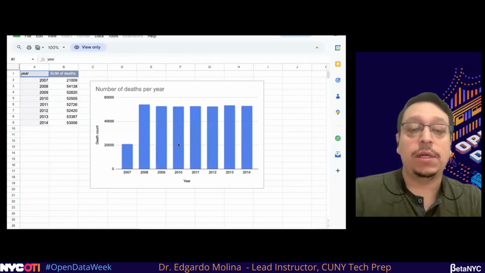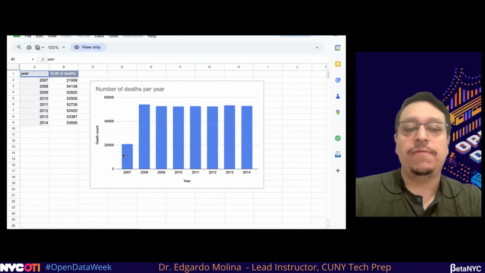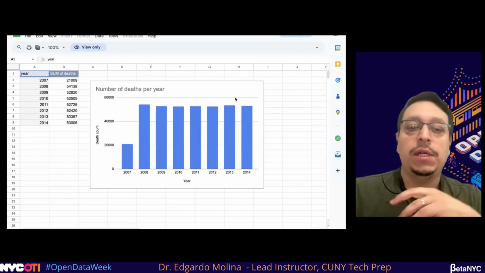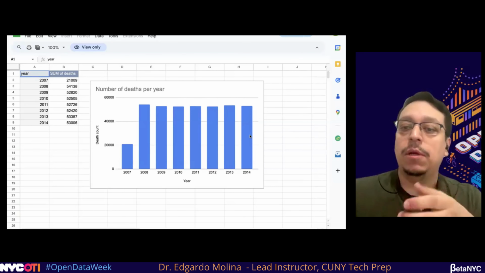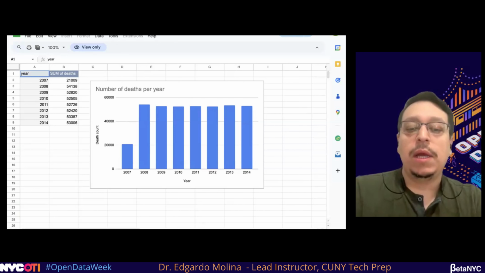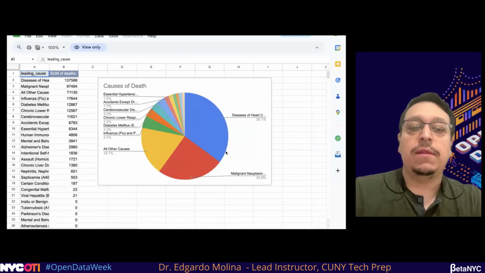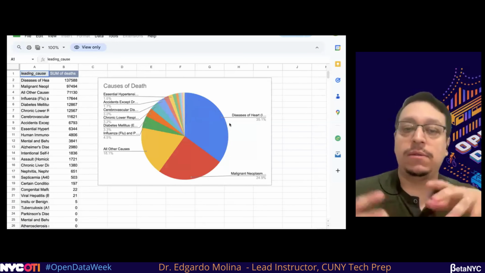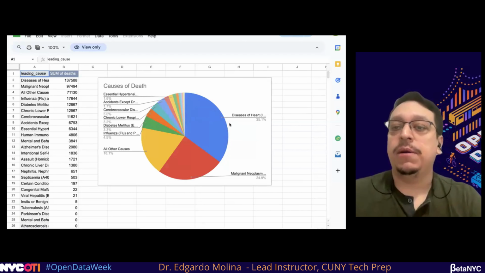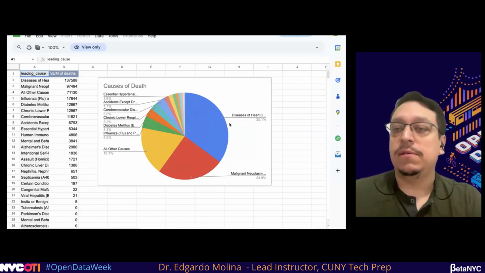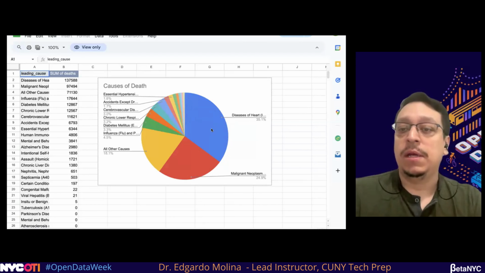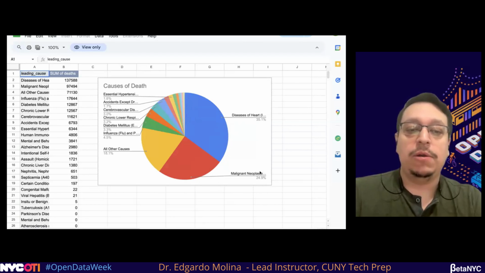They also did some charting on the number of deaths per year. I believe for 2007, there's some incomplete data there, but for 2008 to 2014, it looks pretty consistent, the number of deaths being reported. And then causes of death. Here, this chart is also very interesting because we often hear that heart disease is a leading cause of deaths, and we can see from the data that this is true for New York City, right? Diseases of heart, then there's malignant neoplasms, and then other causes split up the rest of the causes of death.